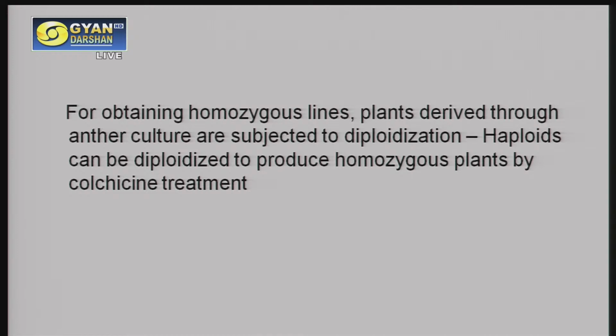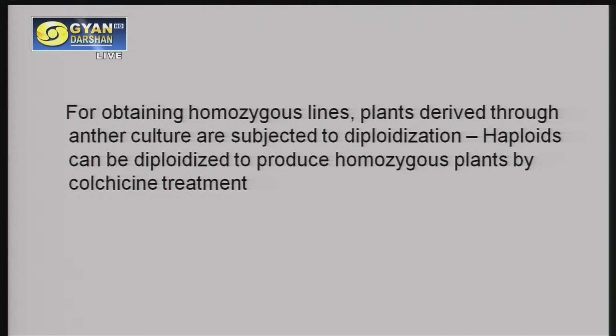For obtaining homozygous lines, the plants derived through anther culture are subjected to diploidization. That is, if you culture the anther, it is actually the pollen grain which is developing into a plantlet. But the plants which are generated from the pollen grains are haploid, so they need to be diploidized, and for that you need to treat them with colchicine, and then you get the homozygous plants. So that is the utility of generating the haploid plant through pollen culture or anther culture.